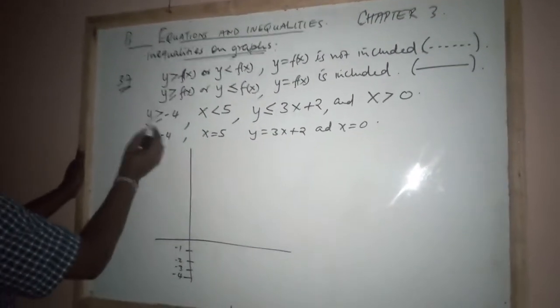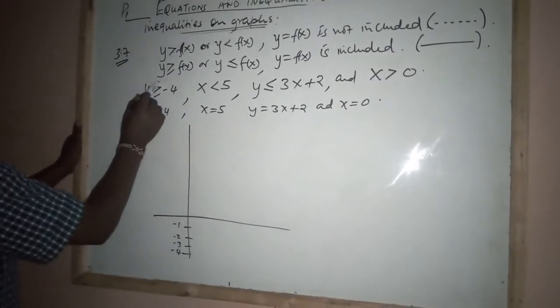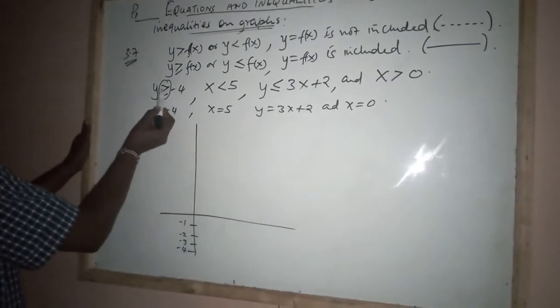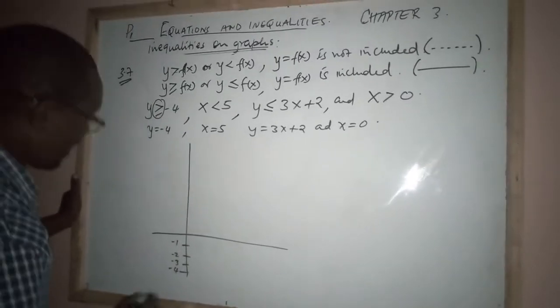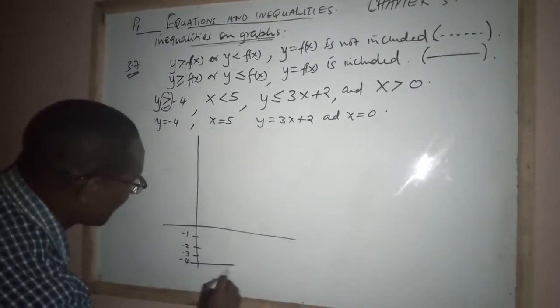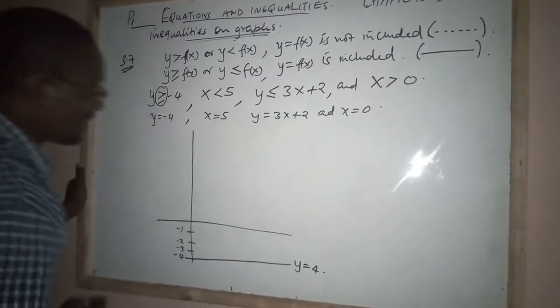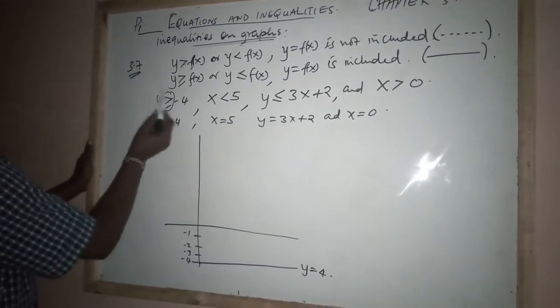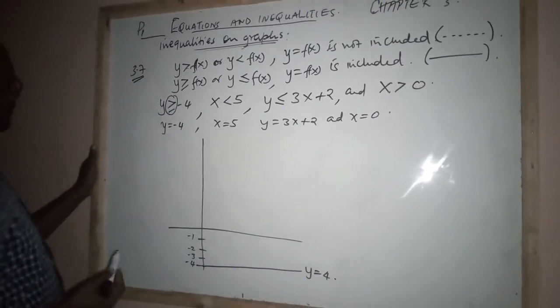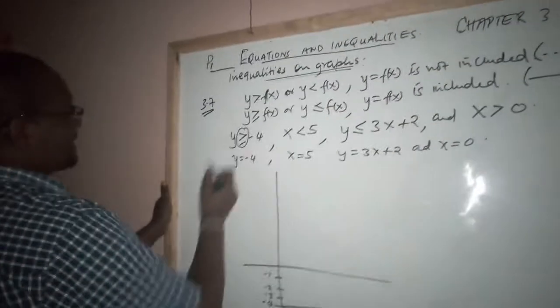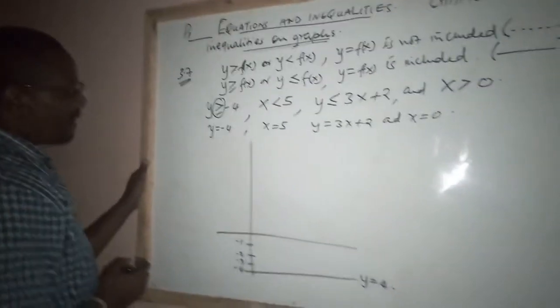We need to come up and see what is the nature of our inequality. Is the line continuous? Is the line broken? And fair enough, our line is continuous. So this is the line y is equal to -4, and it is the boundary. But we need all the values of y which are greater than -4.